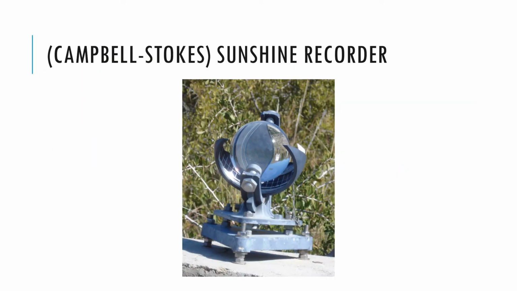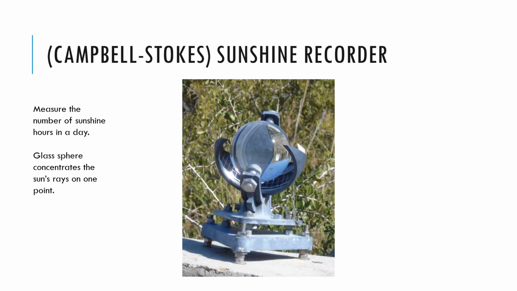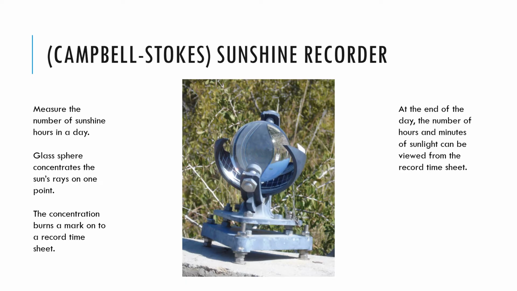Now, obviously, a key driver of weather and our global climate is sunlight. And this is the instrument that we use to collect sunshine data. Basically, what it tells us is how long the sun has been shining for, the number of sunshine hours in a day. The glass sphere concentrates the sun rays onto one point. So whenever there's been more sunshine at that particular time, it will concentrate the rays and burn essentially a mark onto the record timesheet, which you can see behind the glass orb in the picture. At the end of the day, the number of hours and minutes of sunlight can be viewed from the record timesheet. And it's placed in a location that experiences the sun all day.